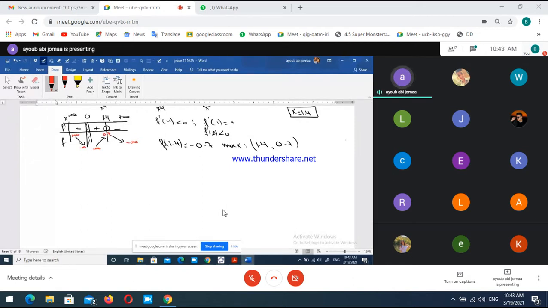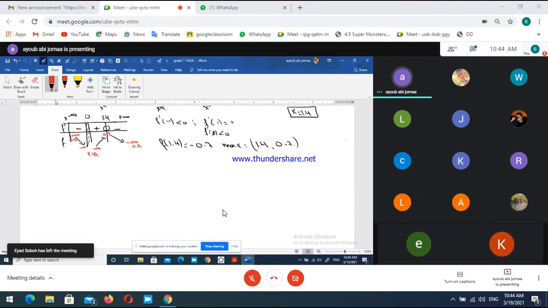Now, oblique asymptote. Here we have oblique asymptote at infinity. As we said, oblique asymptote is always at the extremities, here negative infinity and positive infinity. And here we have a vertical asymptote of equation x equals 0.